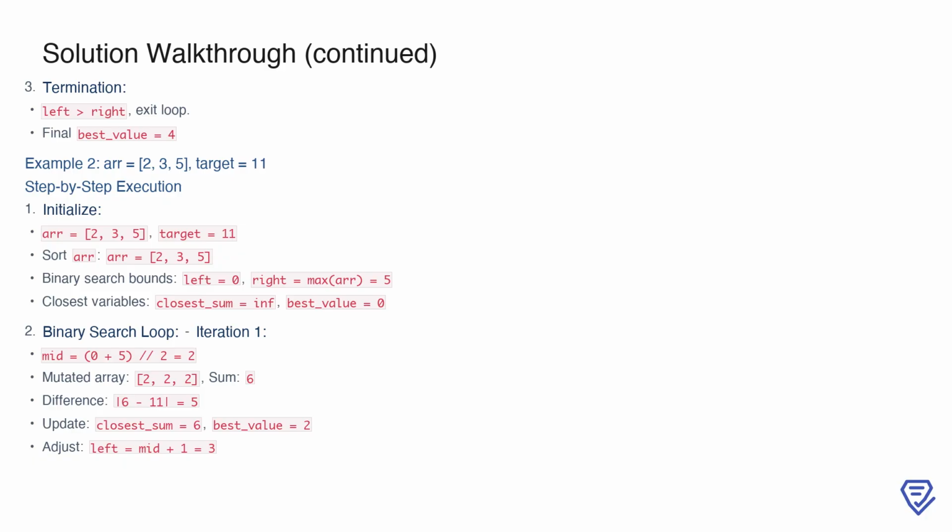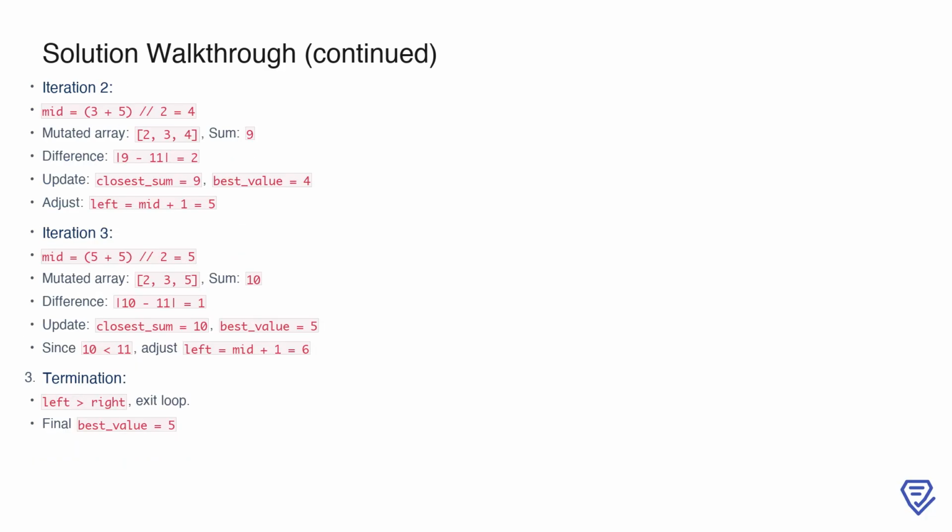Since the sum 6 is less than the target, we adjust the left boundary to mid plus 1, which becomes 3. In the second iteration, the midpoint becomes 4. Mutating the array with 4 gives 2, 3, 4, with a sum of 9. The difference from the target is 2, which is better than the current closest difference of 5. We update closest_sum to 9 and best_value to 4. Since the sum 9 is still less than the target, we move the left boundary to mid plus 1, which becomes 5.